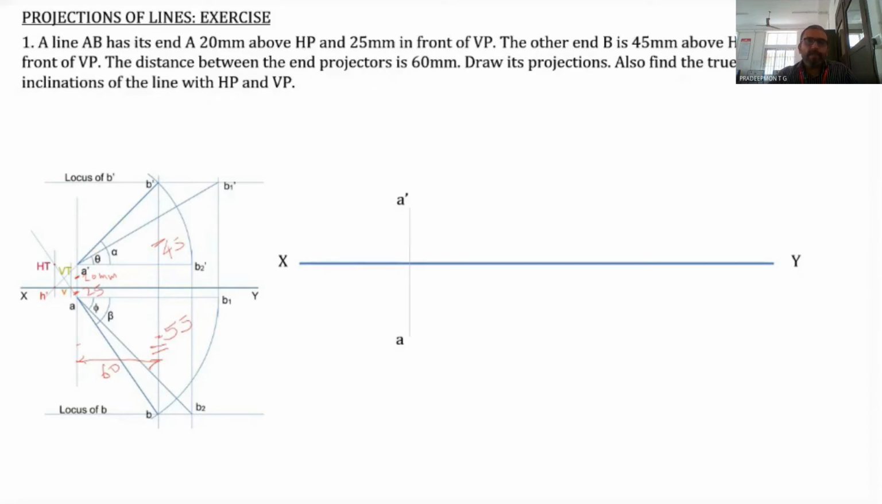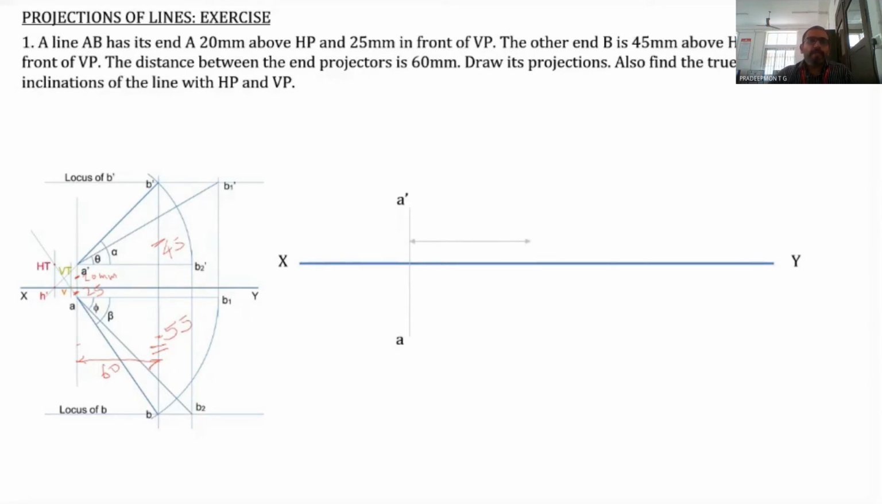Once I explain this, then you can draw it. Once again I will explain, and in the second time you can start drawing. Before that, just listen to what I am explaining. So first we draw A dash and A. First we mark A dash 20 millimeter above the XY line and A 25 millimeter below the XY line.